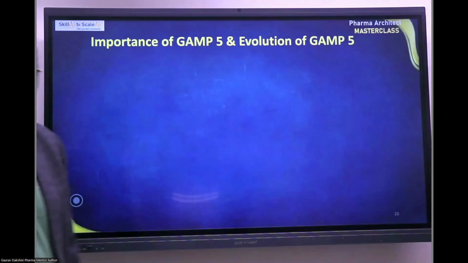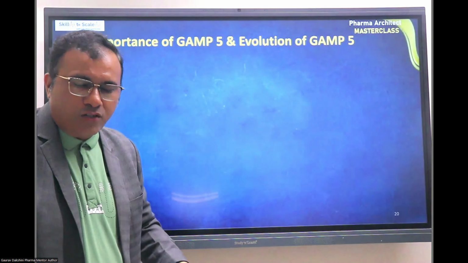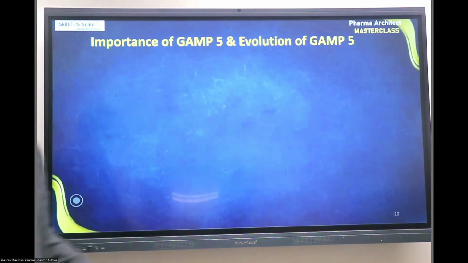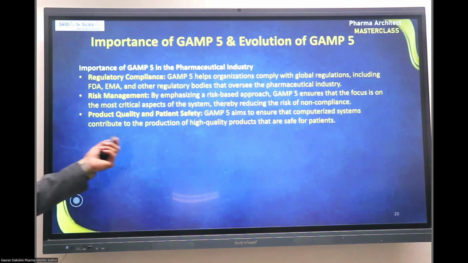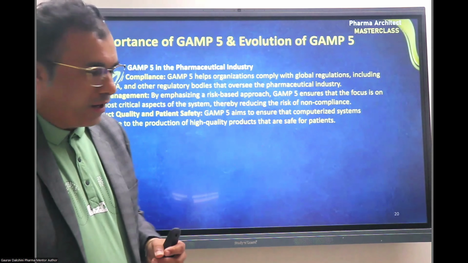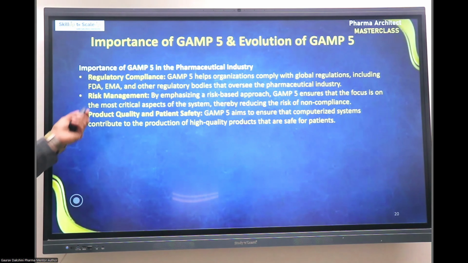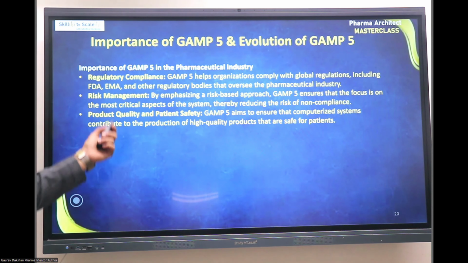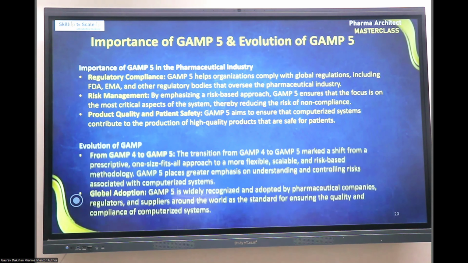Yeah. So now, what is the importance of GAMP 5 and how has the evolution of GAMP 5 happened? This we can quickly complete. This is like a theory, so you can go through the recording as well, which was given earlier. It is again the regulatory compliance, risk management, product quality, safety.